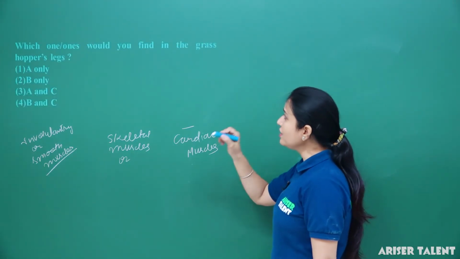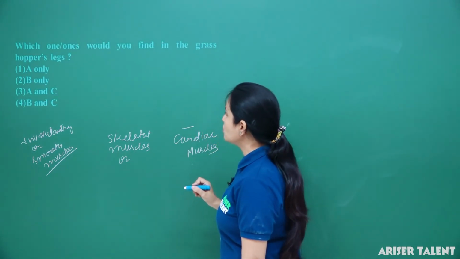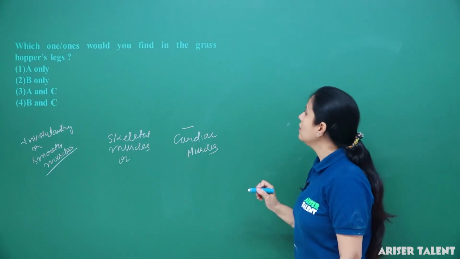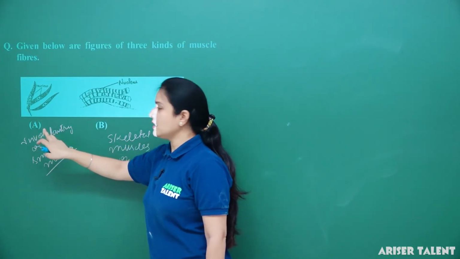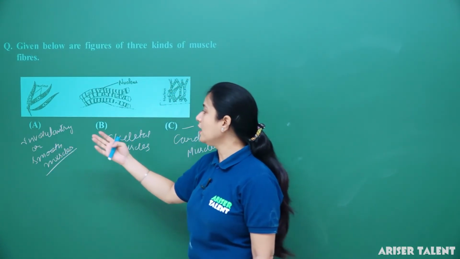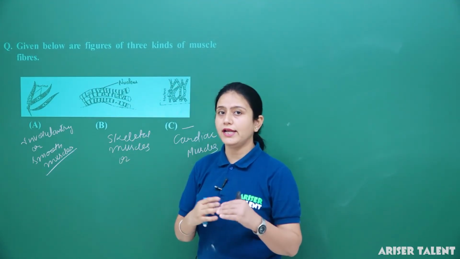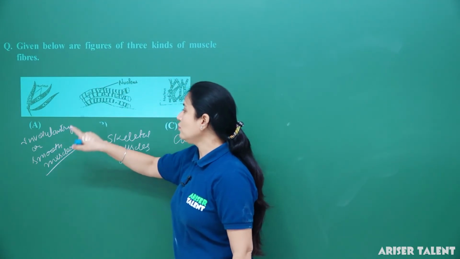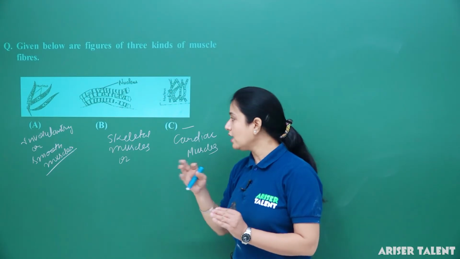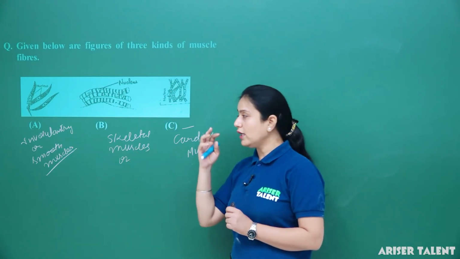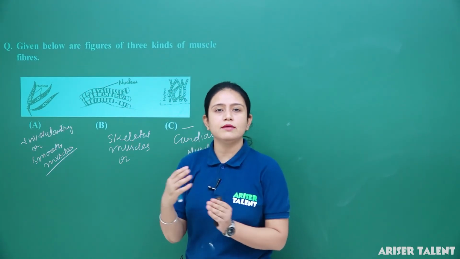Next, which one would you find in the grasshopper's leg? So we will go to the options, we will go to the diagram again. We cannot find these muscles in the leg because they are involuntary muscles, they are smooth muscles, they cannot be found in the leg because the leg will move according to the wish. So generally in the leg skeletal muscles will be found because they are voluntary muscles, they are under control, and one more feature is that they are attached to the bones and they help the bones to move.